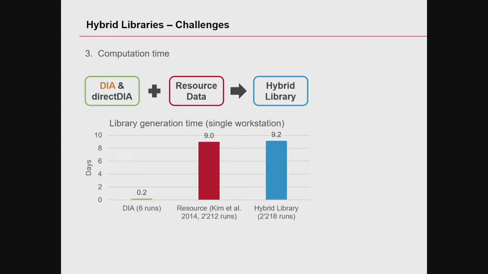And then the third one, motivated here, is the computation time. To search the 6 DIA runs, it took us roughly 0.2 days. Searching these 2,200 runs took roughly 9 days. And building the whole library took roughly 9.2 days, which makes sense, just the sum of the two.